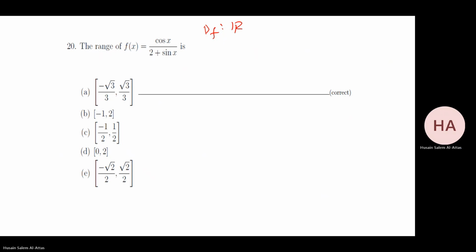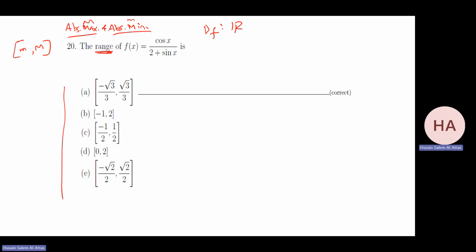Actually, to find the range, what I will do is find the absolute maximum and the absolute minimum. That will give me the range. For sure, the range will be from the absolute minimum, call it little m, to the absolute maximum, capital M. So I have m to capital M. That will be the range of the function. If I get the absolute maximum and absolute minimum, for sure the function will be bounded between these two. And for sure there's an absolute maximum and absolute minimum from the solutions. All of them are closed.